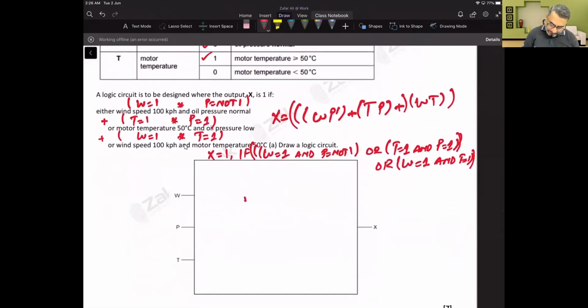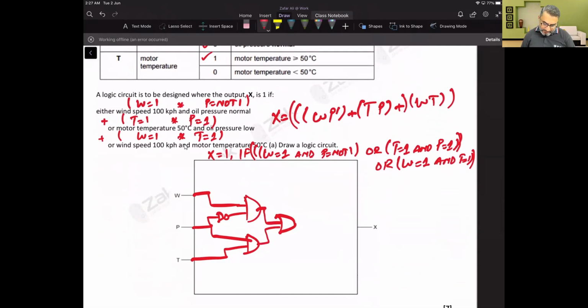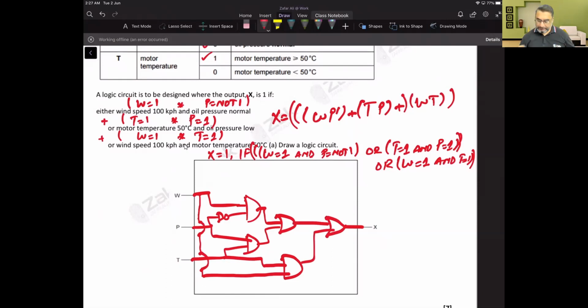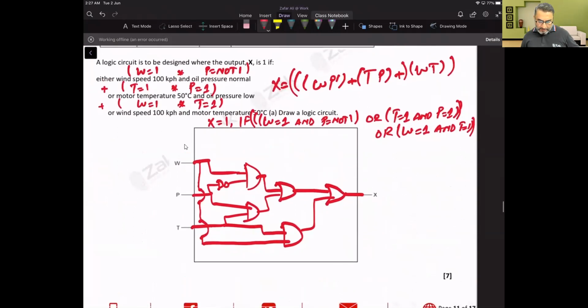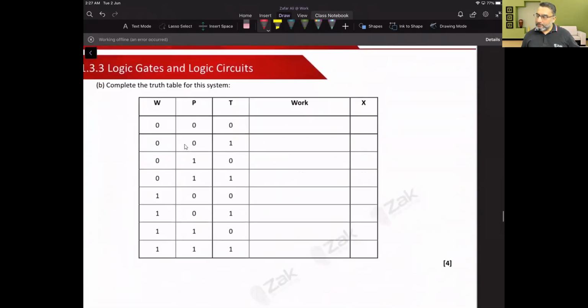So W P naught, and then we have got T and P. So P and T, and they are being ORed, and then W and T. Remember bridging. W and T, they are being ORed again. That is how it will be solved. Pause and understand. So with this equation, W P naught plus T P plus W T, solve the whole truth table as well.